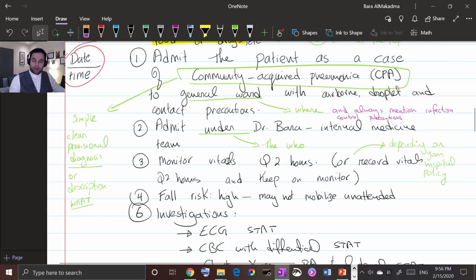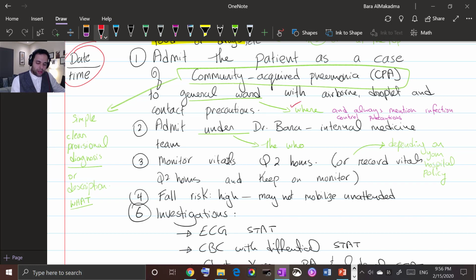Admit under Dr. Bara, that's me, internal medicine team, for example. And so I just mentioned the where, I mentioned the who, and of course with this position you're always going to mention infection control precautions. And notice how your monitoring will also be involved immediately after. The reason I like to do this is because this is a clear way.